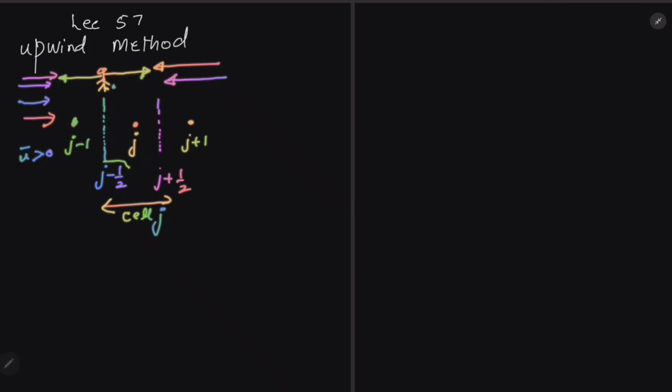So for example, if someone is sitting over here, then he or she can see that this will influence j only. It will not influence j plus 1, since the information will travel first to these 2 grid points after passing through the gate of this cell.